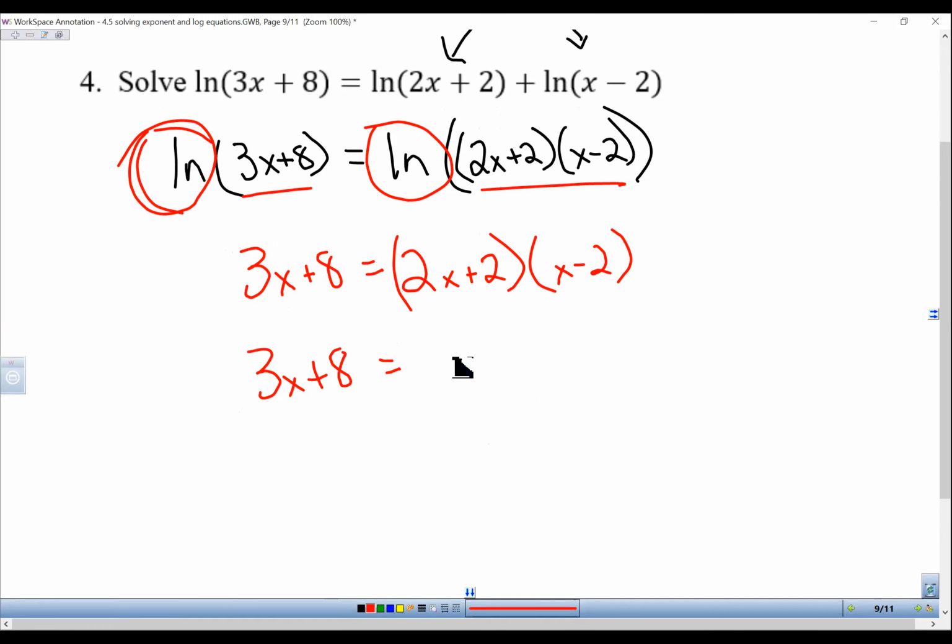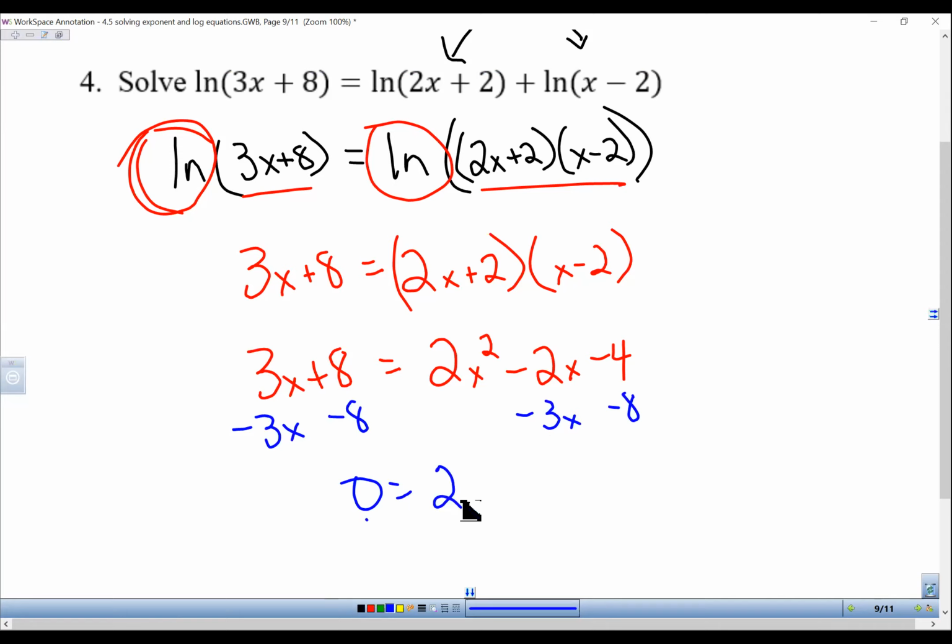So if we FOIL it, we're going to get 2x squared. Let's see, we got a minus 4 and a plus 2. That's minus 2x minus 4. And again, we need to get it all on one side. So we're going to subtract 3x and we're going to subtract 8. So I get 0 equals 2x squared minus 5x minus 12.